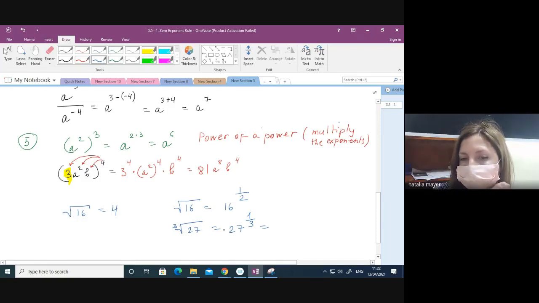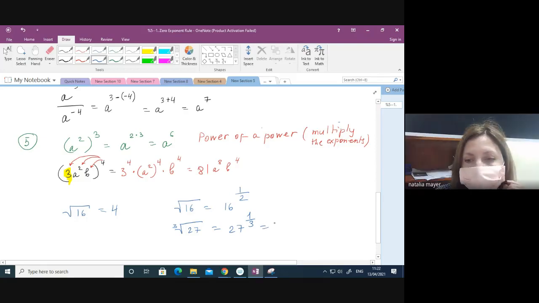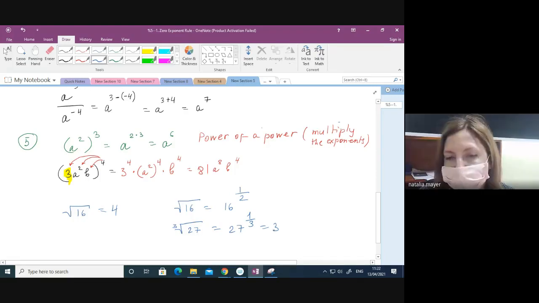Can you put it on the calculator? 27. Then 9 over 3. 3. So please make sure that you found the third root on the calculator. Third root of 27 is 3.